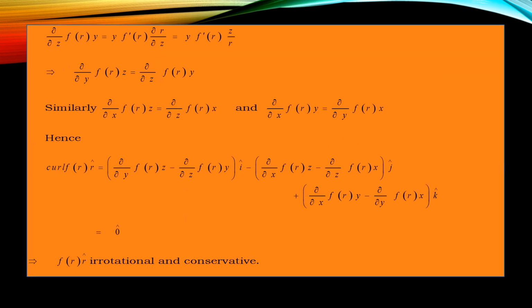Now we find our next partial derivative, ∂/∂z of f(r) y. ∂/∂z of f(r) y equals y ∂/∂z of f(r). That equals y f'(r) ∂r/∂z, which equals y f'(r) z by r.